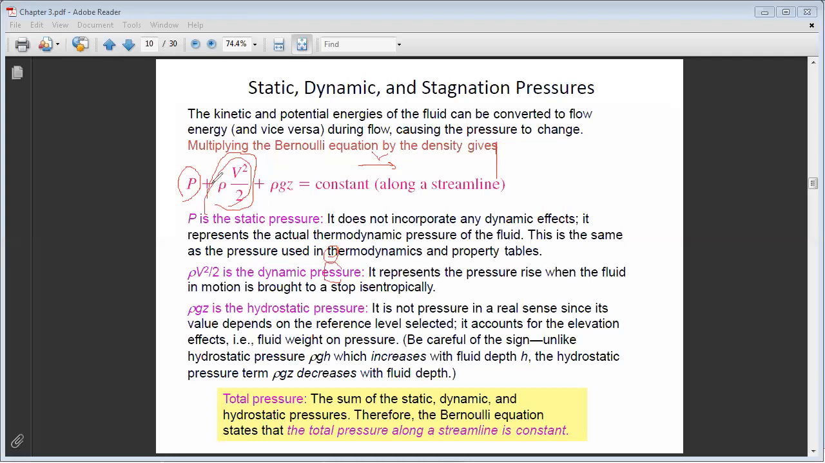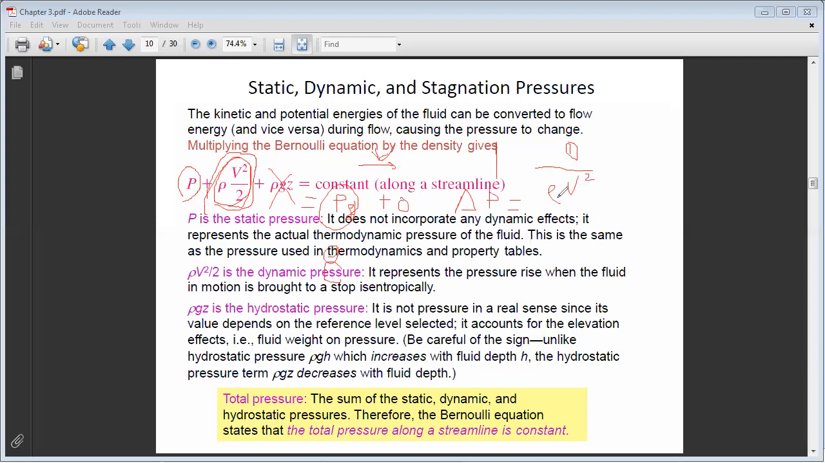Because we are dealing with P plus rho v square over 2 plus rho g z equals a constant. In case your fluid is moving horizontally, z is not changing. If you force it to go from a velocity v to a velocity of 0, then your final state will be as follows: P final plus 0. So you can say that P final is larger than P by this amount. So the increase in pressure delta P is equal to the dynamic pressure, rho v square over 2.